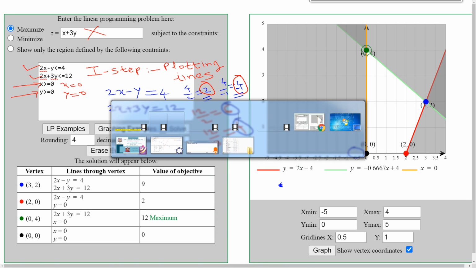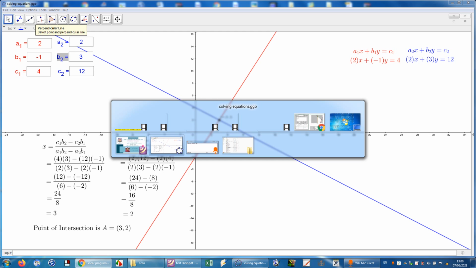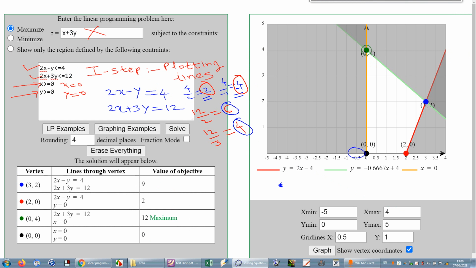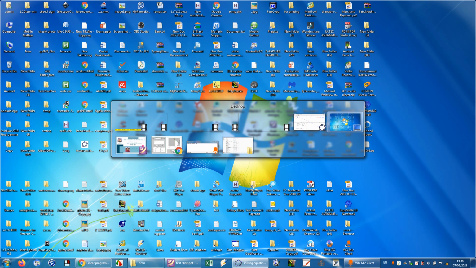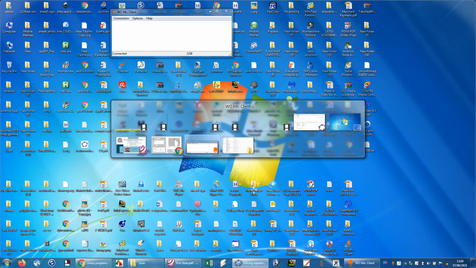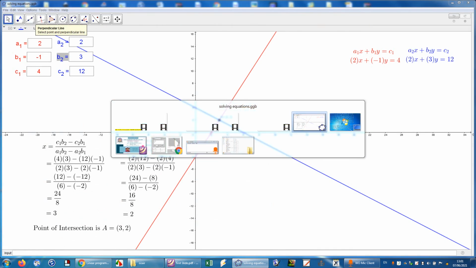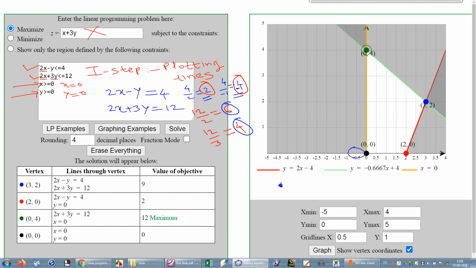Let us see the plotting of these lines. So I have an utility to plot these lines. Okay, here it is.